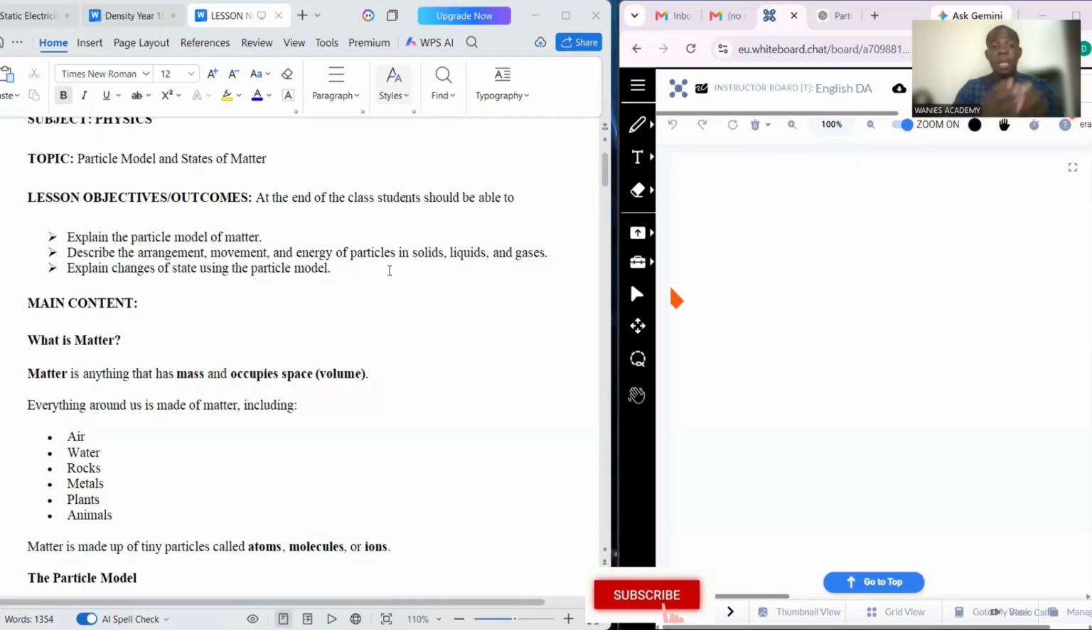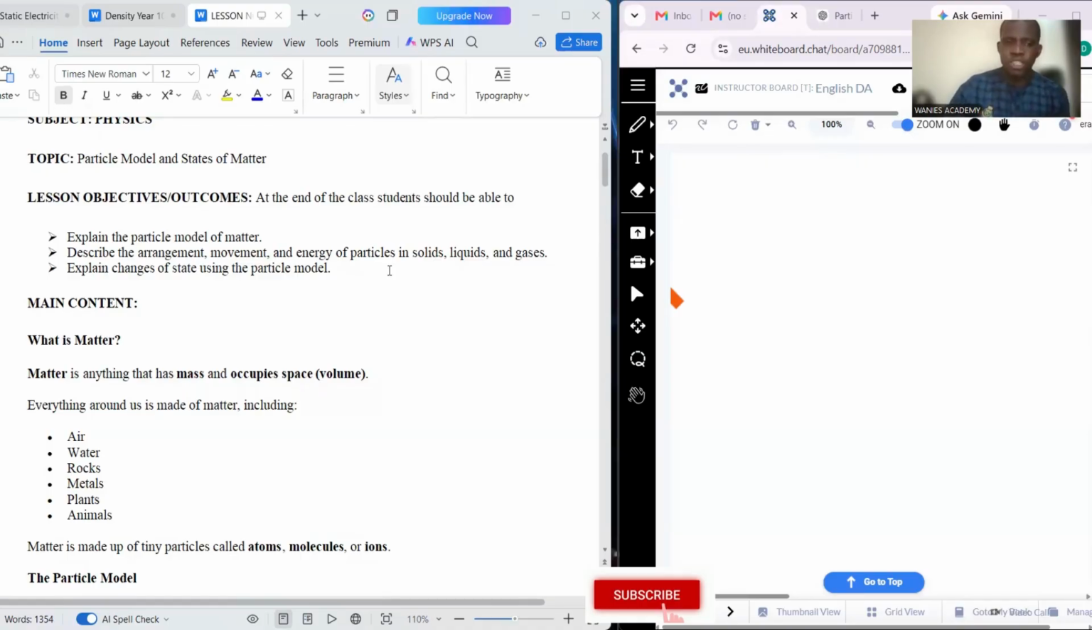That is why I said the study of matter is a pivotal topic in science. Without matter, there is no science. Animals are also matter because they contain mass, they contain particles, and they occupy volume. So everything around us is made up of matter. Matter is made up of tiny particles known as atoms. Sometimes when atoms come together, they form molecules, or when charges are released from these substances, they form ions. So basically, matter is made up of tiny particles called atoms.